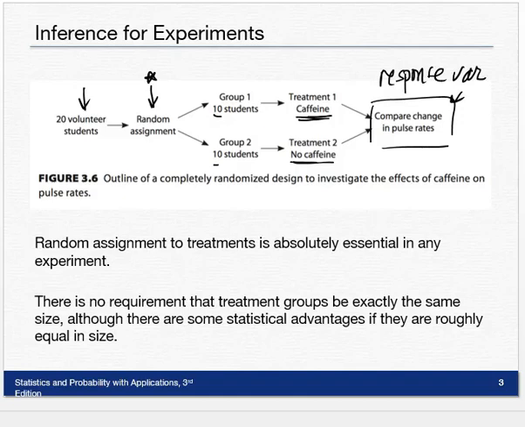So random assignment to treatments is absolutely essential in any experiment. And there is no requirement that treatment groups be exactly the same size, although there are some statistical advantages if they're roughly equal. You want to try to keep them equal if you can, but if it's an odd number of people, you can't. So do your best with that, all right?